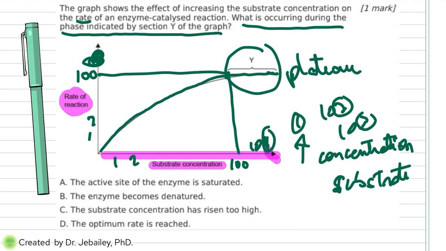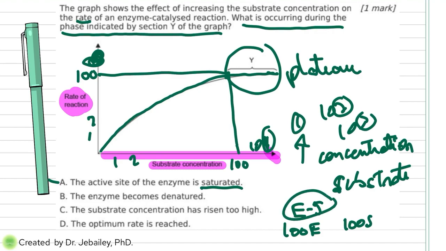So let's look at which of these four options explains that. The first one says the active site of the enzyme is saturated. What does that mean? That means that every enzyme is attached to a substrate. So if there are 100 enzymes and 100 substrates, all of them are already attached. So this one could be it, but let's check the other ones.